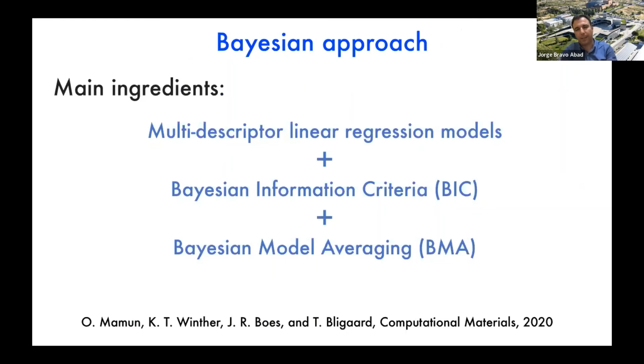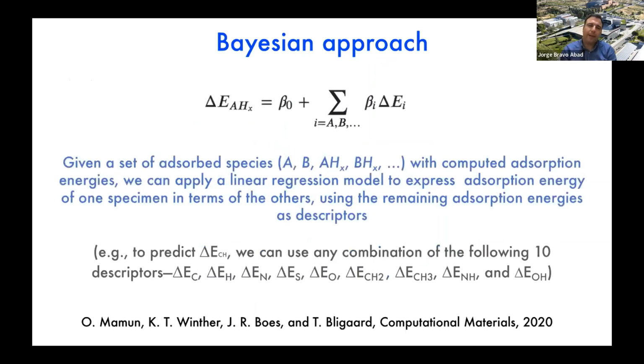Essentially, we are applying a Bayesian approach in which we are combining a multi-descriptor linear regression model with Bayesian information criteria as a figure of merit to select the right model, and with Bayesian model averaging in order to make the model more robust. Sorry. And this Bayesian approach is actually a lot of fun. There are a lot of interesting things to look at.